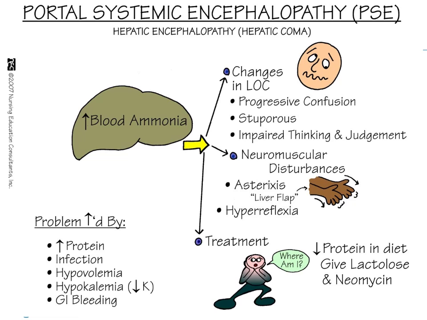So we see changes because of this increased blood ammonia level. We have changes in level of consciousness. It progresses from confusion to stupor to a coma. We have neuromuscular disturbances. We have their hands flap. And the treatment for that would be to decrease the protein in the diet, give lactulose and neomycin.